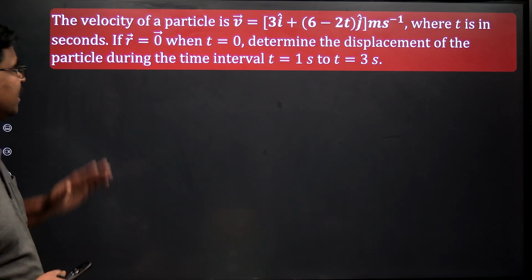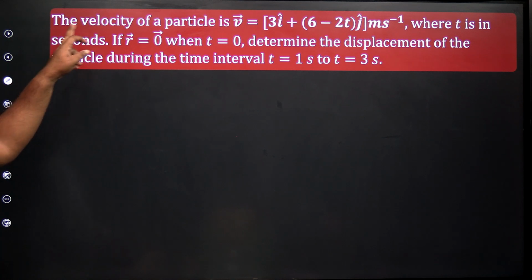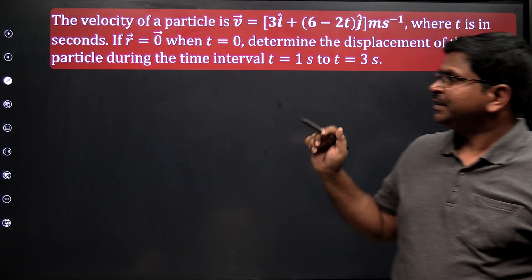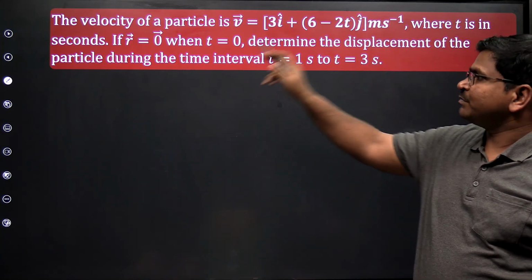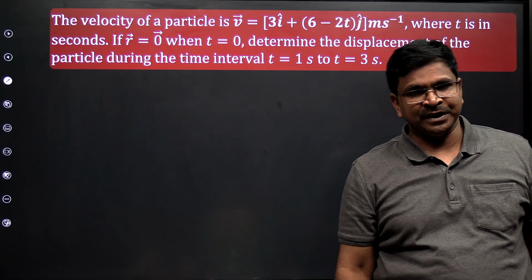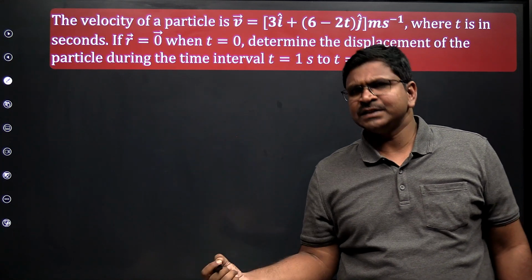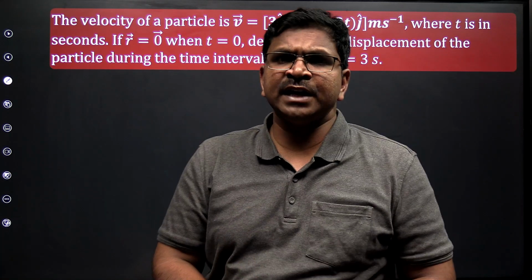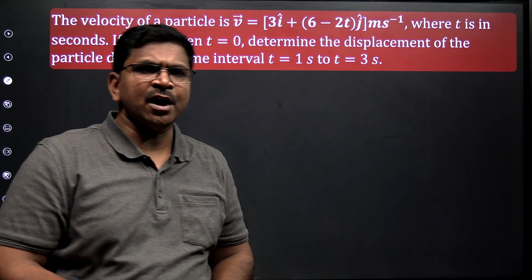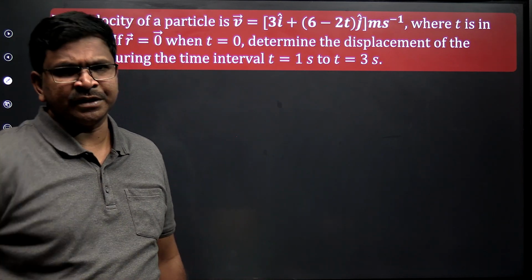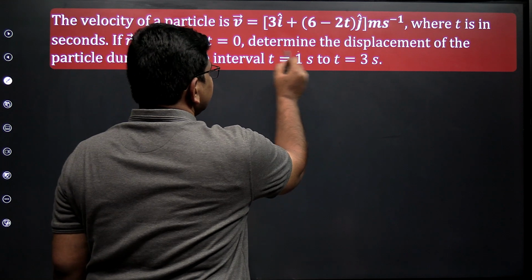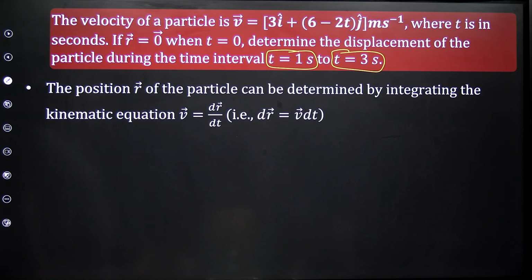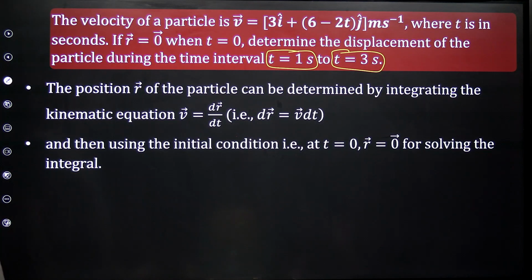Finally, here is another kind of problem. The velocity of a particle is given and you need to find the displacement of the particle during the time interval t equal to 1 to 3. Usually if the position as a function of time is given, we get velocity by differentiation. If velocity is given as a function of time, displacement can be obtained by the reverse process, integration, a definite integral with limits t equal to 1 second to t equal to 3 seconds. First find r of t by integration.